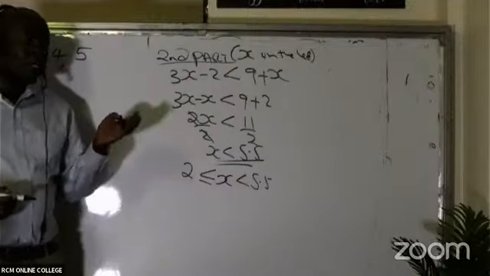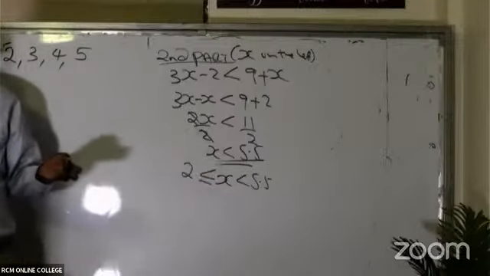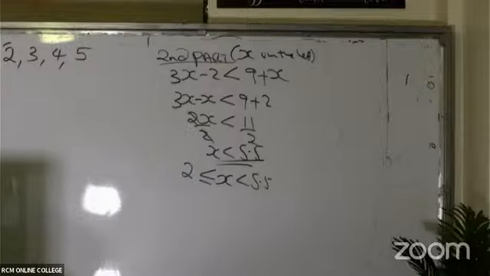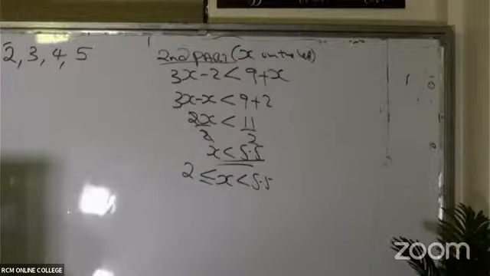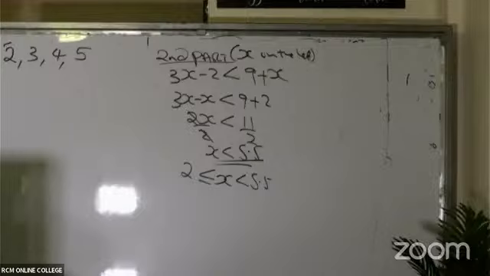A whole number in this case here, which is less than 5.5, is what here? Is 5. So is there anybody who was able to get this correctly? Barak says he got the question.